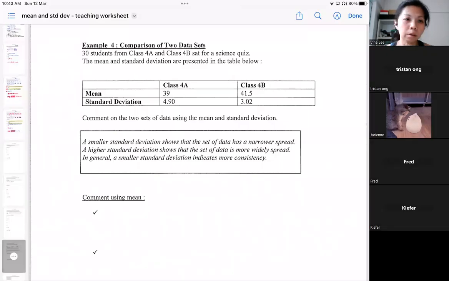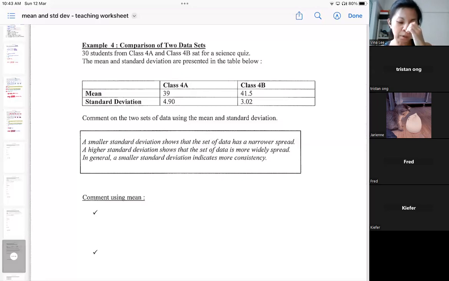Okay, so Jiren, in this example, you've got 30 students from 4A and 30 students from 4B. They sat for a science quiz, so they present to you the data for each class. But in the real question, they will not present the data this way. They will give you class 4A data and 4B data, and then you calculate the mean yourself. But here we presented everything nicely because it's meant for you to learn how to compare.